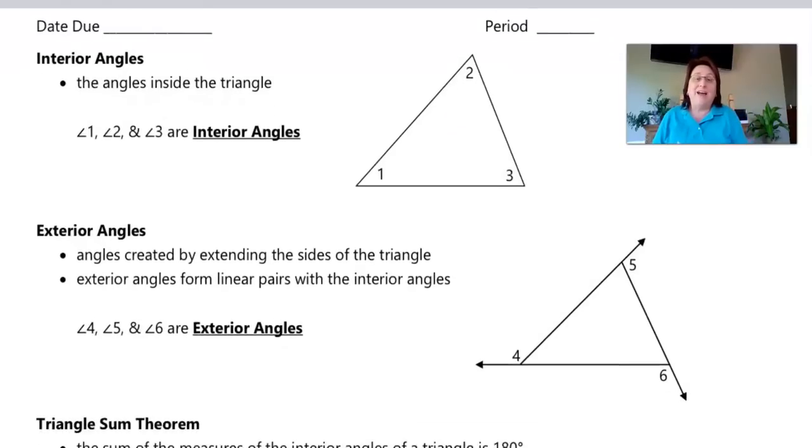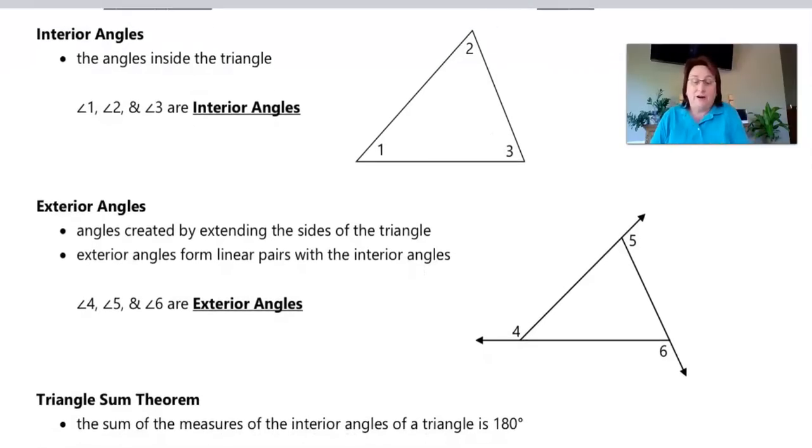But we also have exterior angles. Exterior angles, yes, they are outside the triangle. Exterior angles, and I was going to highlight this right here, form linear pairs with the interior angles.